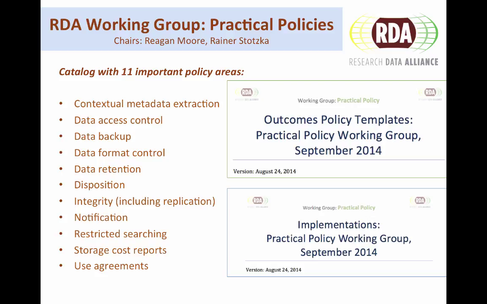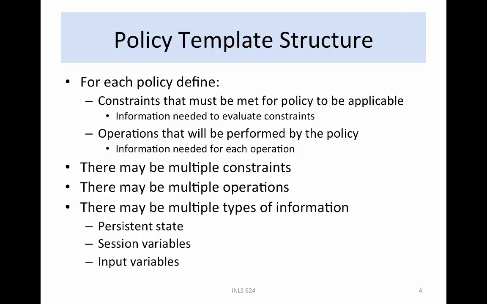Policies for each task area were implemented by multiple projects and published through the Research Data Alliance in the paper Implementations Practical Policy Working Group. A standard structure was proposed for a policy template. The components were generalized to enable application across all of the data centers.